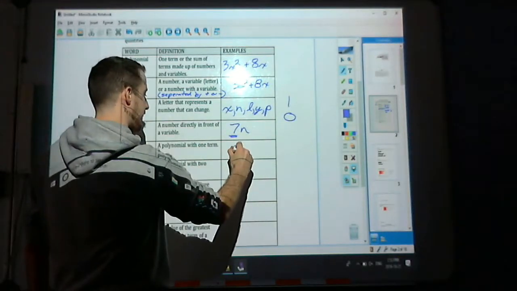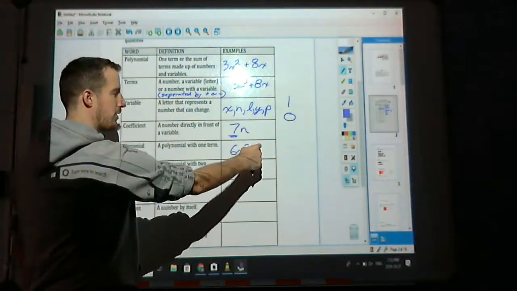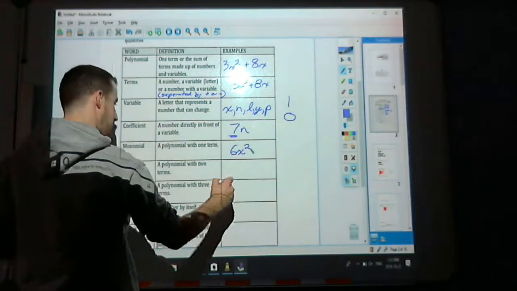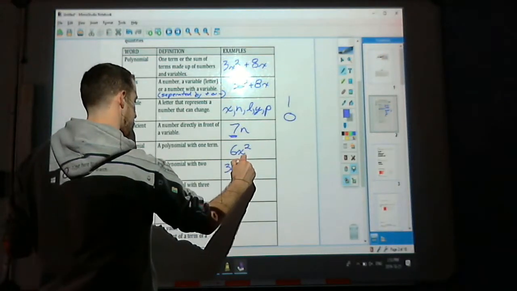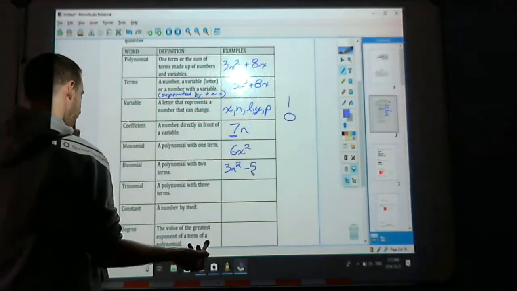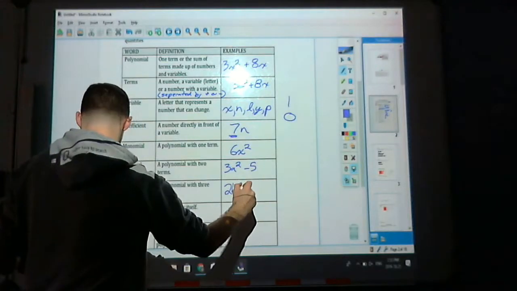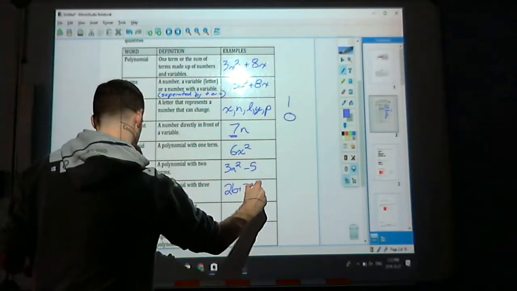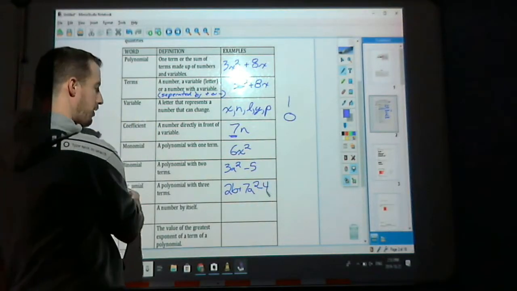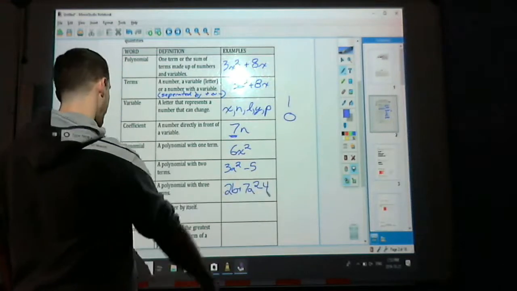So here 6x squared, okay? There's just one term. There's no additions or subtractions in between. A binomial is 2 terms, so we can do 3a squared minus 5, right? Could be one example. We could also have 2b plus 7a squared minus 4, and that would be a trinomial because we have 3 terms, right? 1, 2, and there's a subtraction here, so 4.